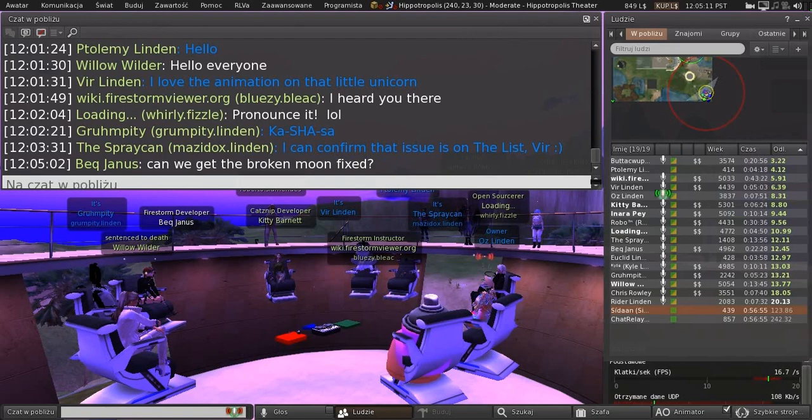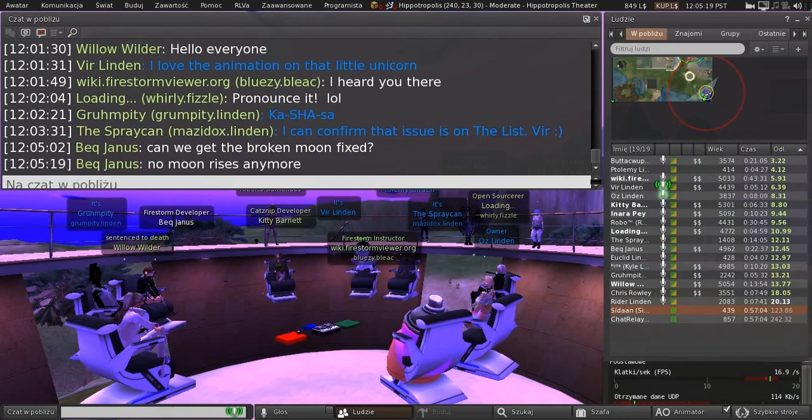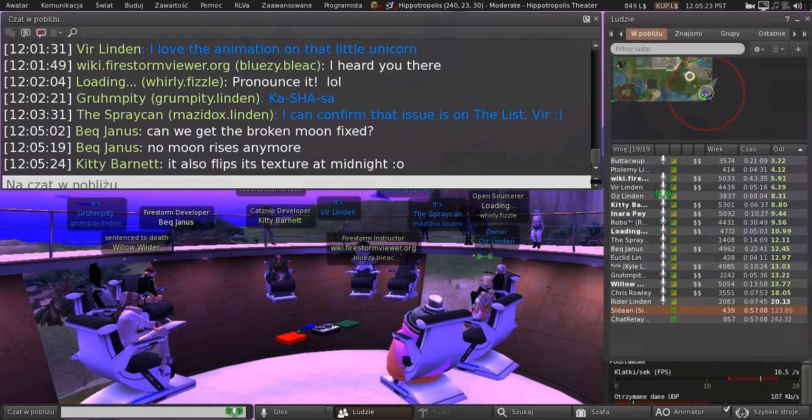What's broken about the moon? Oh, the haze interactions thing. Is that what you're talking about? Is this the moon mist thing? Yeah. It's on the list for... It flips its texture at midnight? I didn't know anything about that. I've heard about the flipping the texture part. What do you mean by flip? It goes upside down or something?